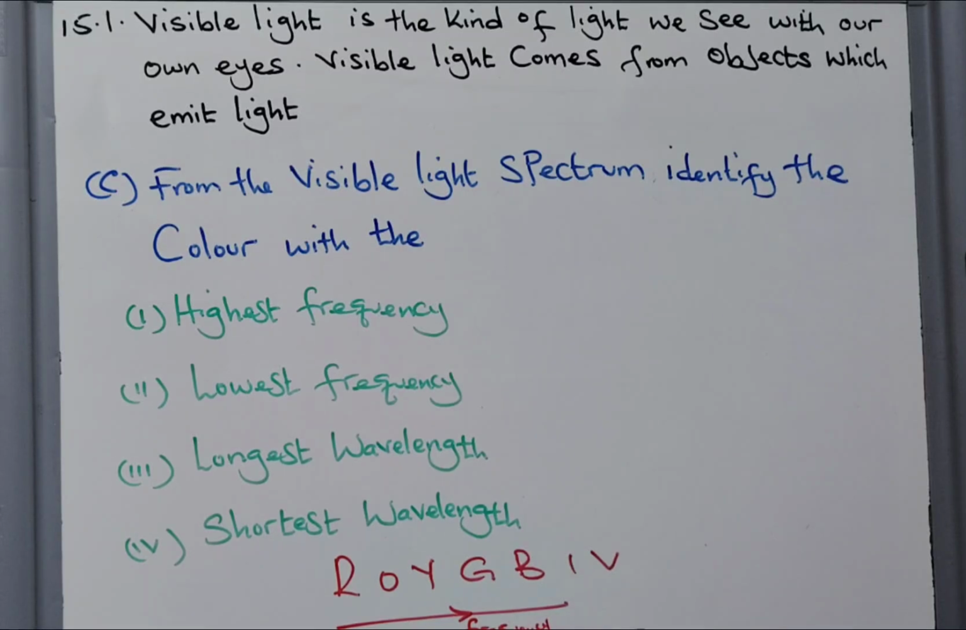So from here it's very clear that the color with the highest frequency is going to be violet, and the lowest frequency is going to be red. But we also need to understand that frequency goes in the opposite direction to wavelength. So if this line is for frequency going this side, the line for wavelength goes the other side. So for wavelength, the shortest wavelength is violet because it's moving this side, and the longest wavelength is red. With that, all these questions have been answered.